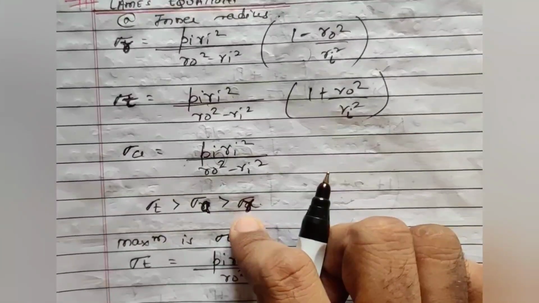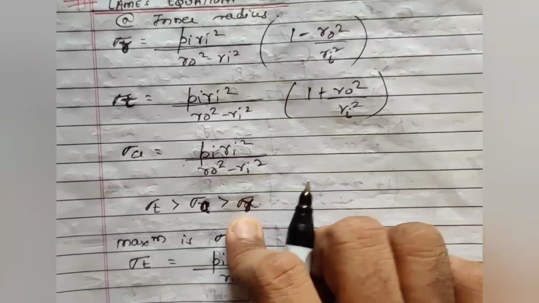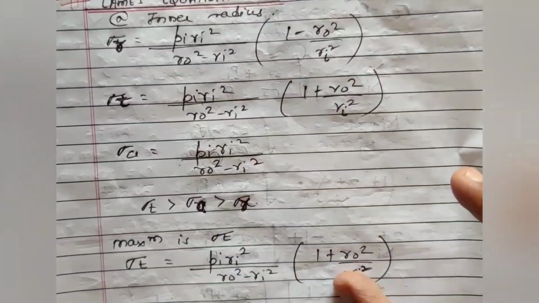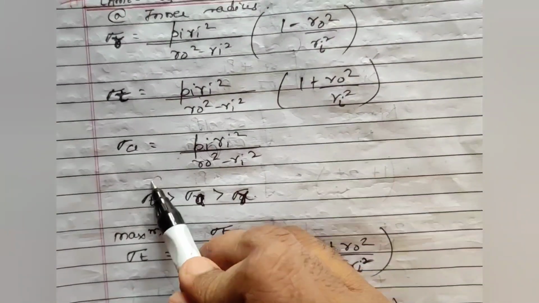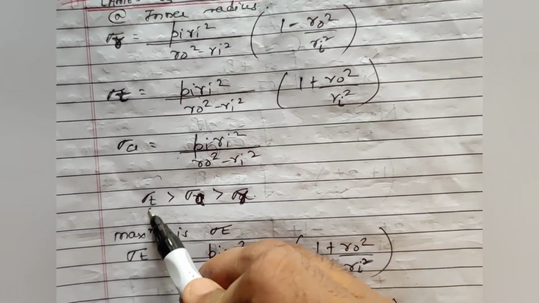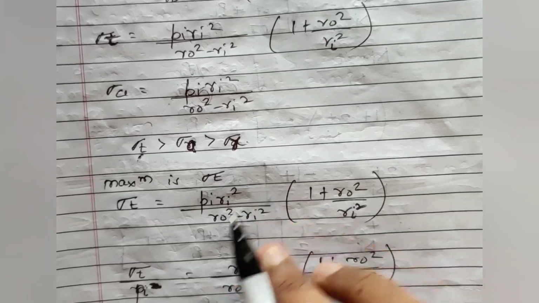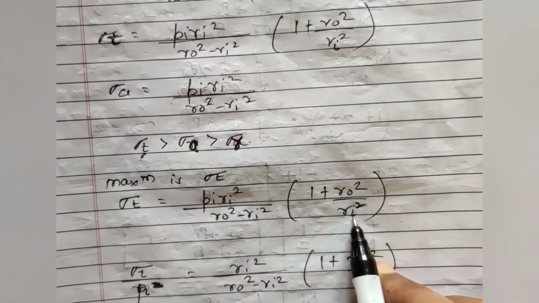Now by the normal stress theory, the maximum normal stress induced should be less than the normal stress in the material when the yielding starts. So for that case, we will select this normal stress, which is sigma T. So sigma T I will rewrite again at the inner point: sigma T equals pi Ri square over Ro square minus Ri square, times 1 plus Ro square by Ri square.